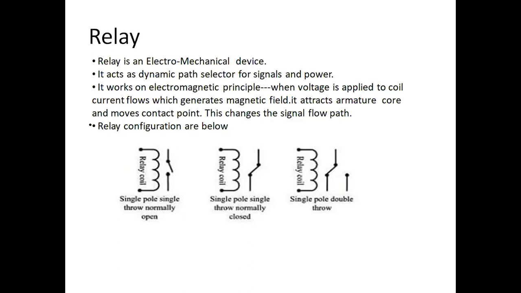Relay is having some configurations. As you can look here, they are having different configurations for the relay. The first configuration is single pole, single throw, normally open. The other is single pole, single throw, normally closed. And the third one is single pole, double throw. Okay. So we have to take a glance on all these, right?